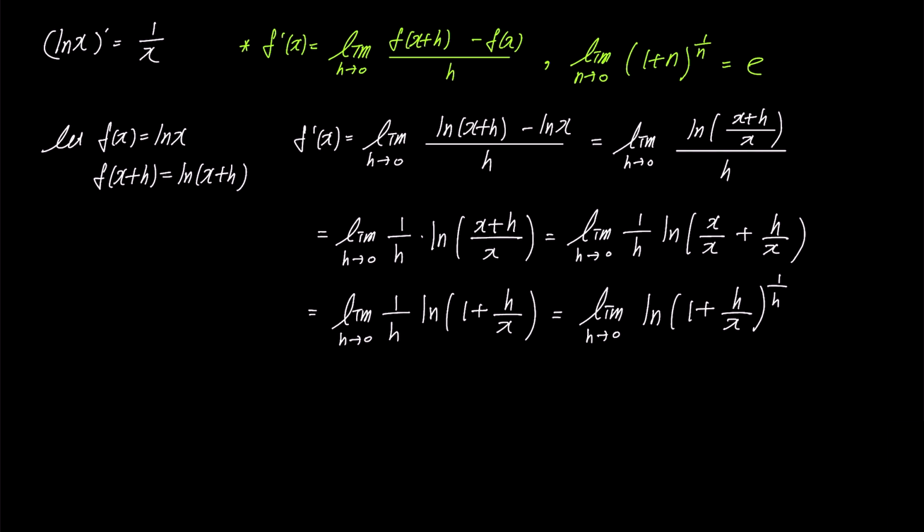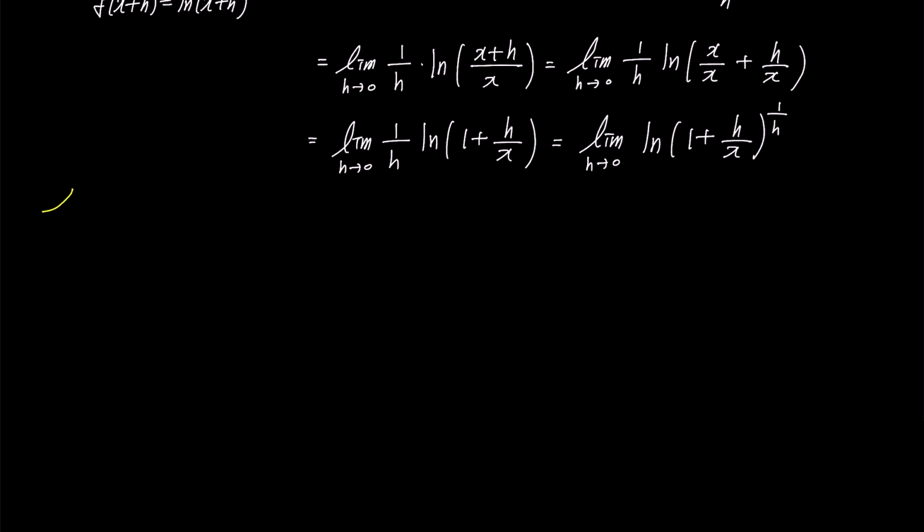It looks similar to the Euler's number shown in the top right corner of the screen, but it requires further manipulation. Therefore, let's substitute h over x with n. As h approaches 0, n will also approach 0. Multiplying both sides by x gives us h equals nx, and taking the reciprocal of the expression gives us 1 over h is 1 over nx.